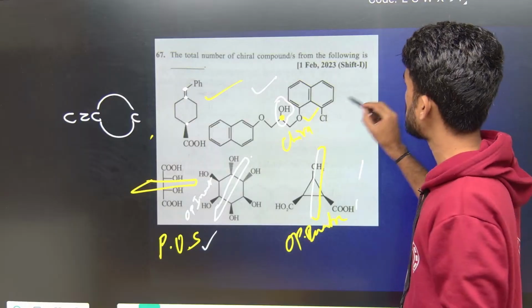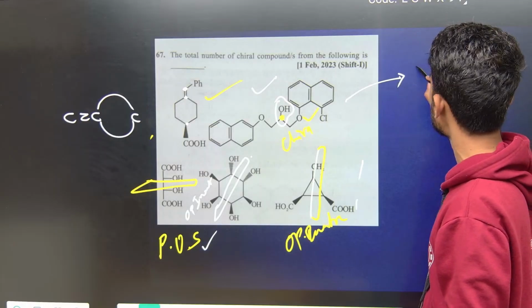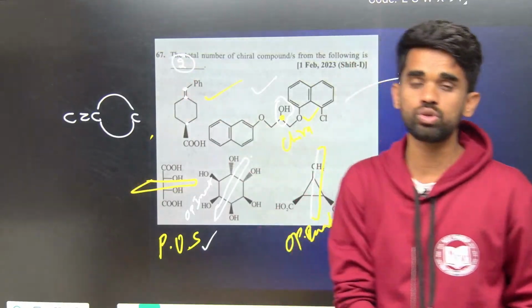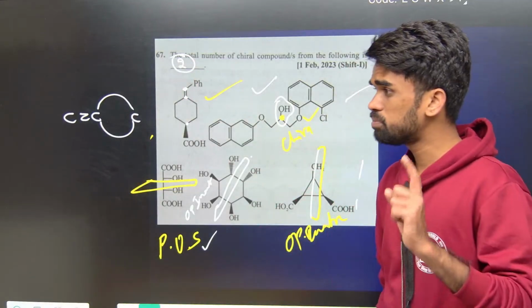So how many of them are chiral compounds or optically active compounds? 2. So the answer should be 2 for this particular question. Hope this is also clear.